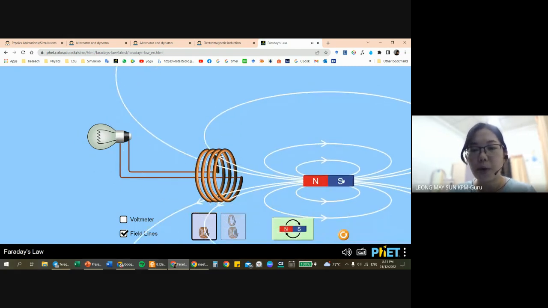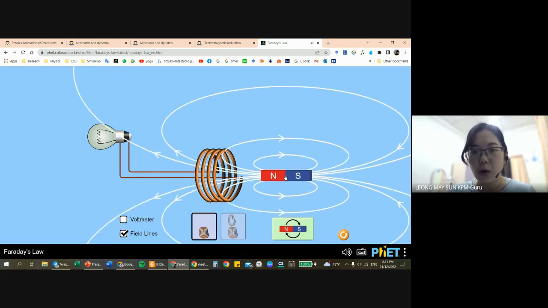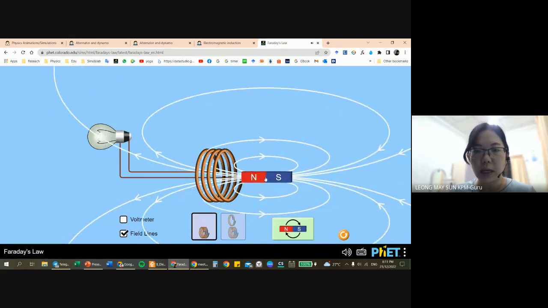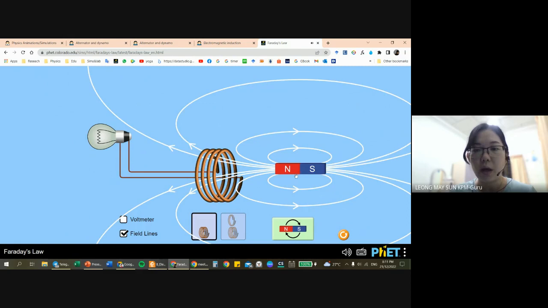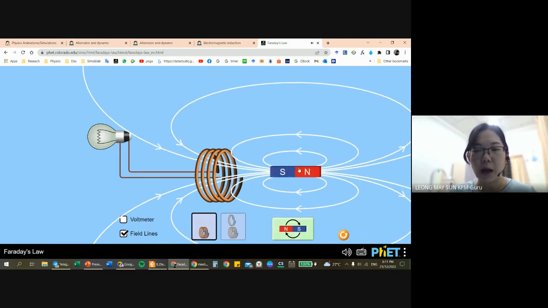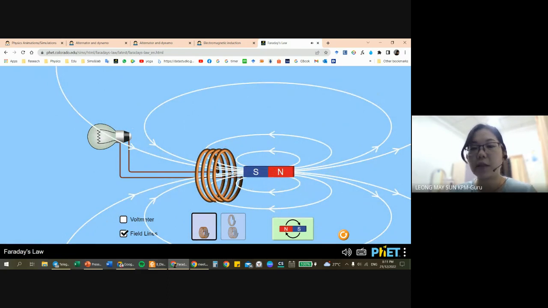But when I bring the magnet closer to the coil, and go closer in, you will notice that the current induced is much higher. Whether it is the north or the south, it can induce more. So what is the difference? The difference is the magnetic field lines that this conductor cuts through.